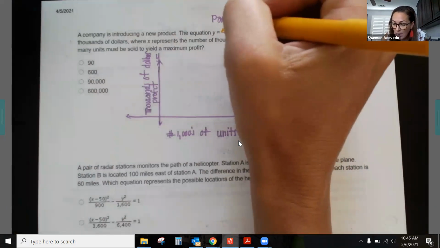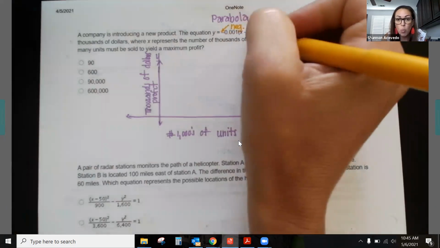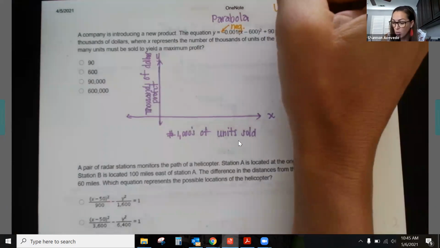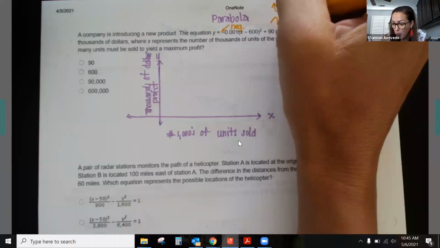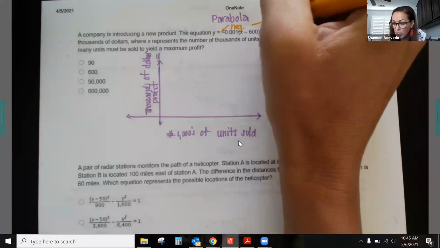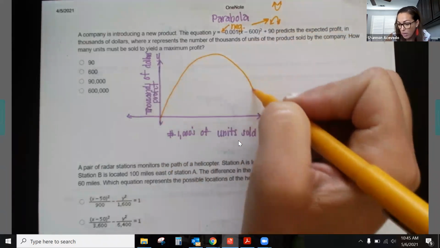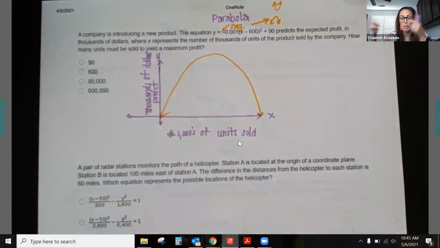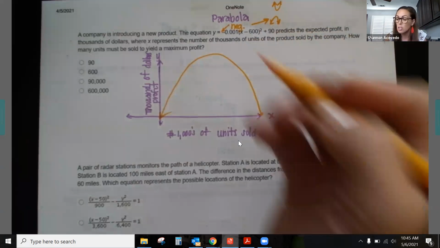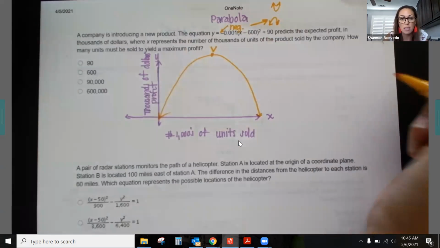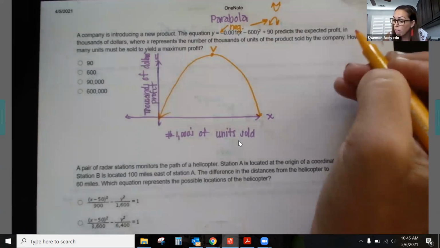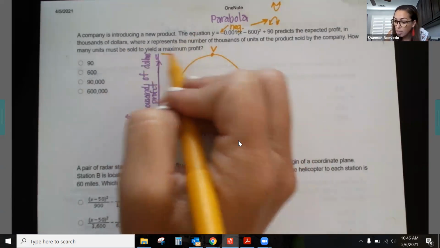I know that since this is a negative and it's a y equals equation, the parabola would either open up or down. Since it's a negative, it's going to open down. So I'm going to have some parabola that opens downward. Now this isn't to scale, but it's just to give us a visual. So this point up here is our vertex, and we're looking for the maximum profit.